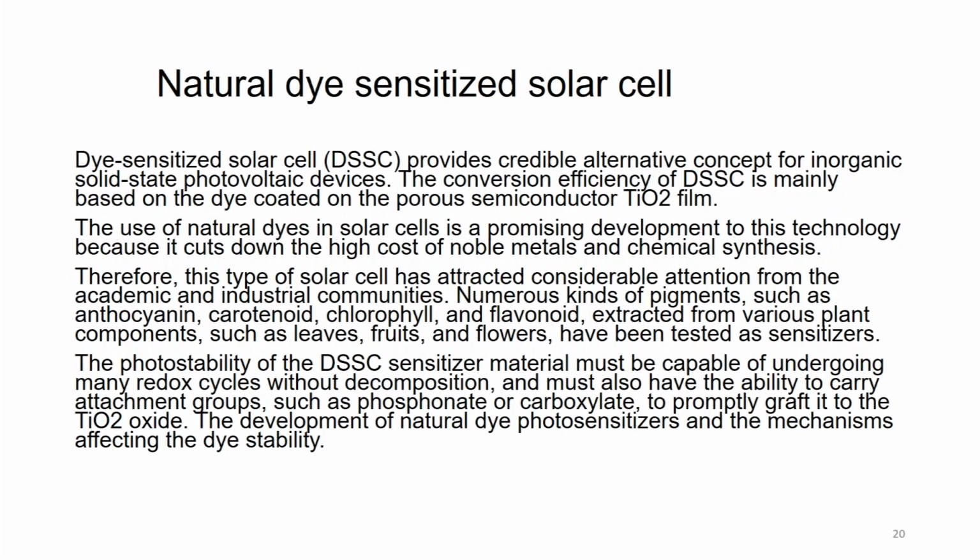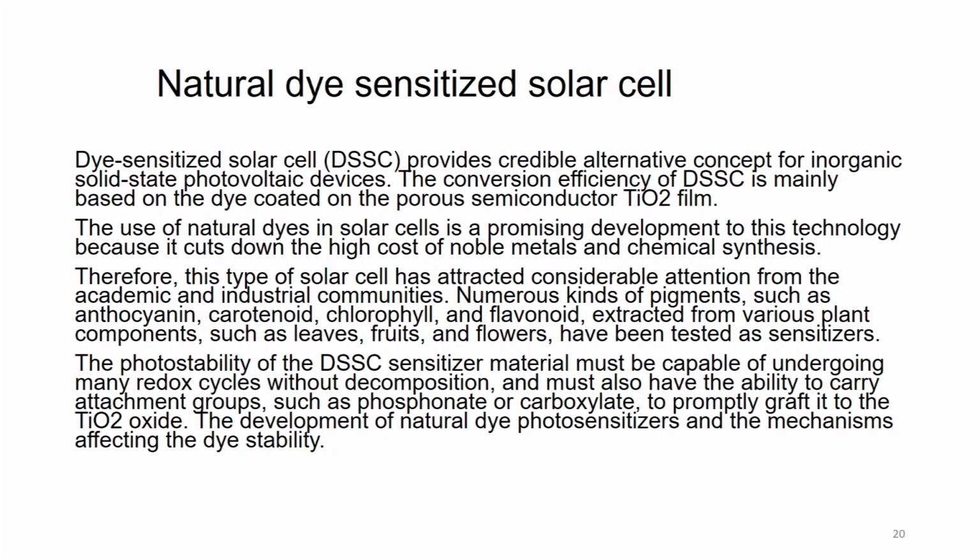The use of natural dye in solar cells is a promising development to this technology because it cuts down the high cost of noble metals and chemical synthesis. So, if synthetic dyes are used, then they have to be chemically synthesized, and that is very cost intensive. Therefore, this type of solar cell has attracted considerable attention from the academic and industrial communities. People who are working in this area are looking at natural dye sensitized solar cells now more seriously.